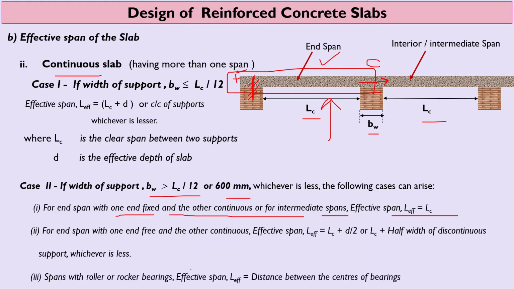And the third one, which we have already discussed in case of beams also, is span with roller or rocker bearing, where L effective will be the distance between the centers of the bearings. So by this step we will be able to work out what will be the effective span of the slab based on the various types of end conditions and based on the width of the support.